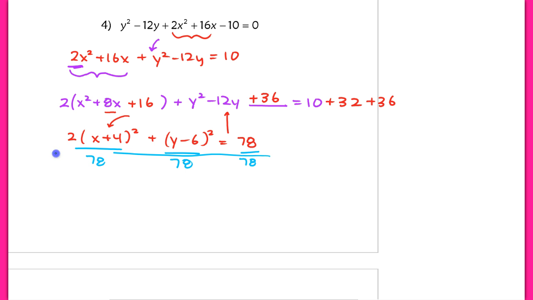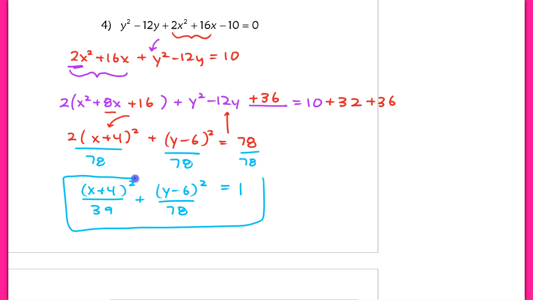I know I wrote it as one big fraction bar, but it looks a little bit cleaner anyhow when you write it underneath each term. So anyhow, on the right-hand side here, we'll get positive 1. On the left term over here, when you simplify 2 over 78, you're going to get (x + 4) quantity squared over 39, and then plus (y - 6) squared over 78. This isn't going to simplify any further.